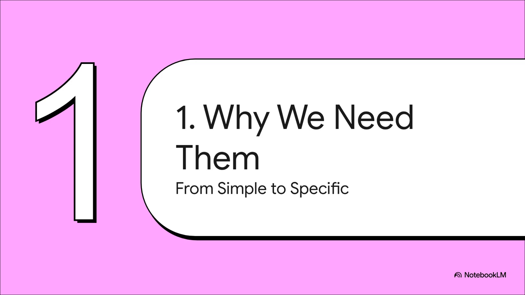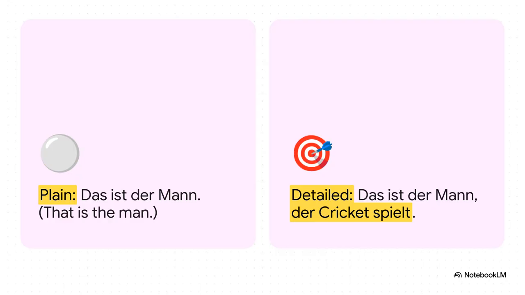All right, first up, why should you even care about this piece of grammar? Well, it's simple. It's the difference between speaking in boring, simple sentences and speaking with rich, interesting detail. It's a total game changer. I mean, just look at the difference here. You can say, that is the man. Okay, fine. Or you can say, that is the man who plays cricket. See? Suddenly, we know exactly which man we're talking about. That extra little piece of info, the part in bold, that's your relative clause. It's how you specify what you're referring to.